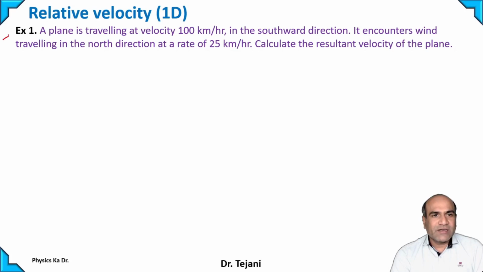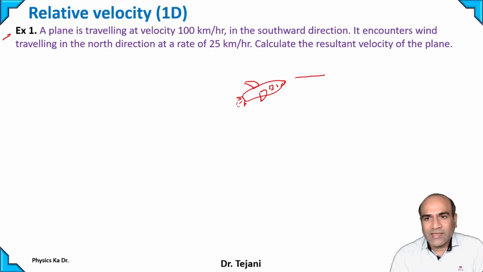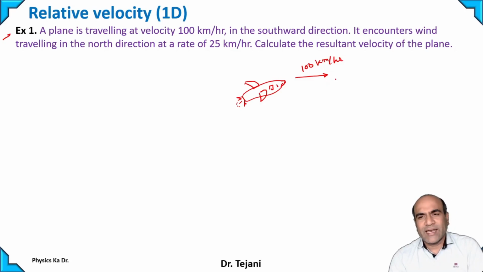So the first example is given. A plane is traveling at a velocity of, say for example, 100 kilometer per hour in the southward direction. Say for example, this is the southward direction. Let us just assume the southward direction.